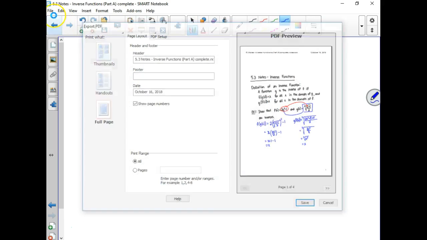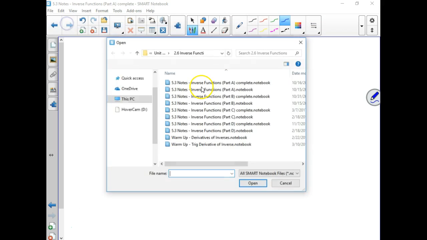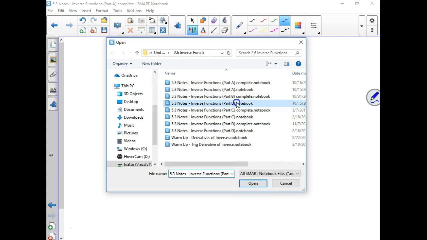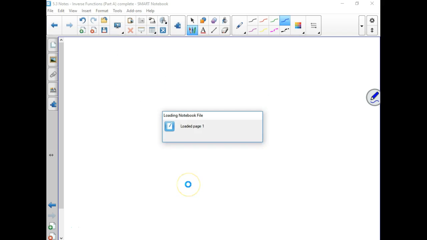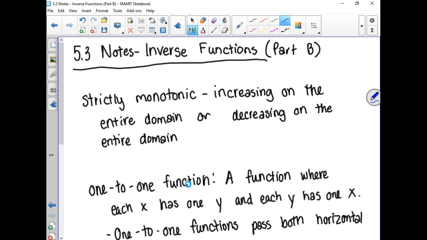So let's look at the other page that I gave you, for a little more about inverses. So this is probably a new term right here that you see on that first page. Strictly monotonic. Strictly monotonic means that your function is increasing on the entire domain or it's decreasing on the entire domain. So always increasing or always decreasing.